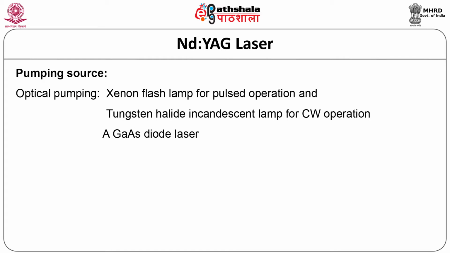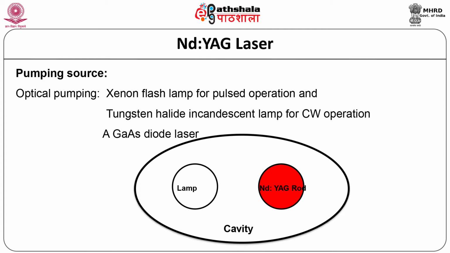Pumping source. Optical pumping is used for Nd:YAG laser. Xenon flash lamp is used for pulsed operation and tungsten halide incandescent lamp for continuous wave, that is CW, operation. A gallium arsenide diode laser is also used for pumping. A typical design of Nd:YAG laser is shown in the figure. It represents an elliptical design of the cavity in which the lamp and Nd:YAG rod are kept on two foci of the cavity.